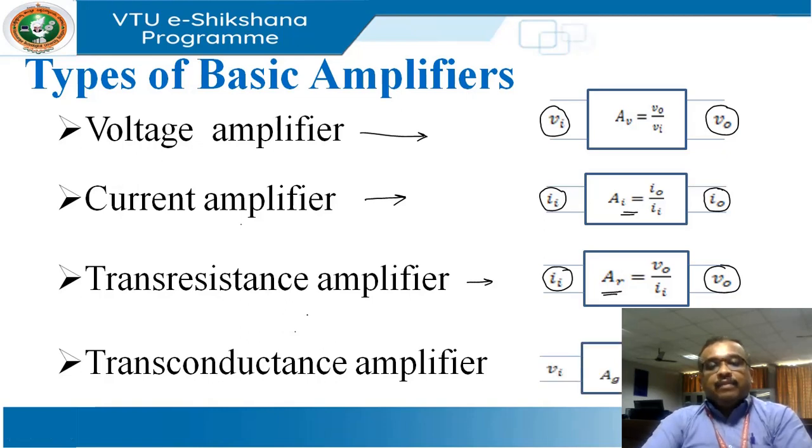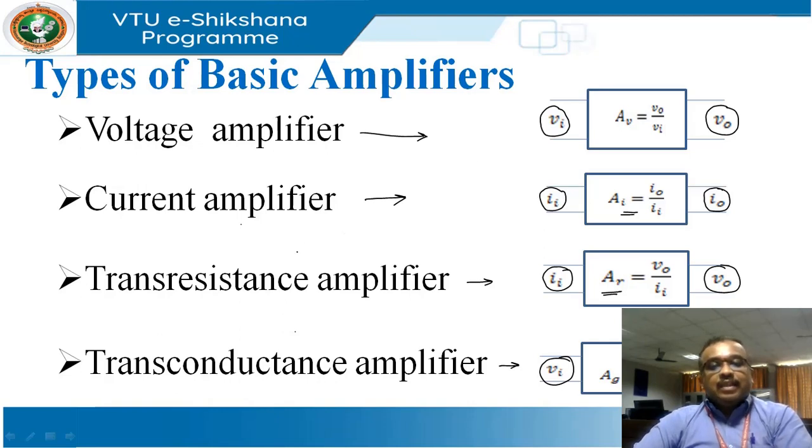And lastly, we have something called transconductance, which is the inverse of resistance. At the input you will have a voltage quantity and at the output you will have a current quantity, and the gain is Io divided by Vi. Remember, in the last two amplifiers we are using the word trans because we are trying to relate the output voltage or current to the input current or voltage respectively.